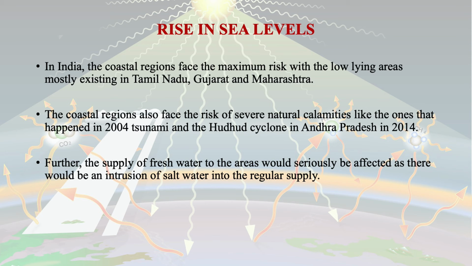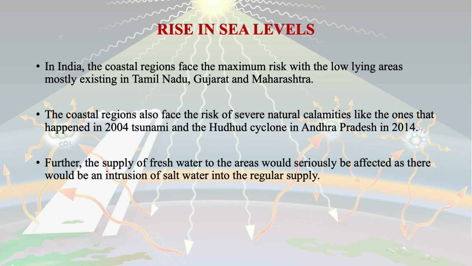Second one, rising sea level. Not only countries like Bangladesh, Mauritius, Netherlands and Egypt, but in India, states like Tamil Nadu, Gujarat and Maharashtra have the longest coastal areas. India's coastal areas may face severe risk due to this climate change, and India has already faced a tsunami and a severe cyclone in 2014 in Andhra Pradesh that affected it severely.